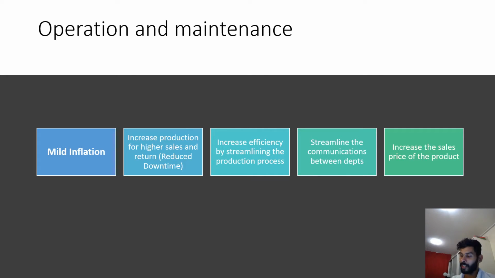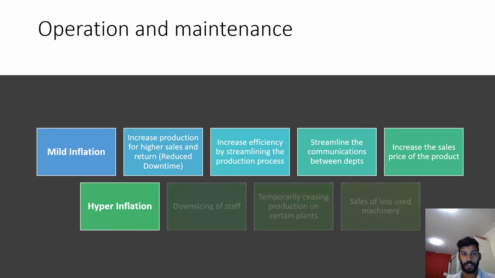eliminating any friction that can be found within the production process itself will help to increase the rate of output. Streamlining communication between the departments is also one of these things that can be done to ensure that production moves smoothly. An increase in the price of the product could also help with bringing more money into the company itself.